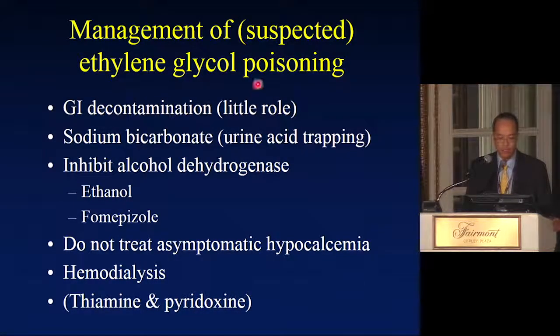In terms of management, GI decontamination is always done, but probably not terribly helpful in ethylene glycol poisoning. Sodium bicarb is useful, both because it corrects the metabolic acidosis and also because it alkalizes the urine and traps these acids like glycolic and glyoxylic acid. But as I said, the mainstay is to give an alcohol dehydrogenase inhibitor. We generally don't treat asymptomatic hypocalcemia because raising the calcium would further precipitate calcium oxalate in places we don't want it. And then hemodialysis is extremely effective at treating ethylene glycol poisoning.